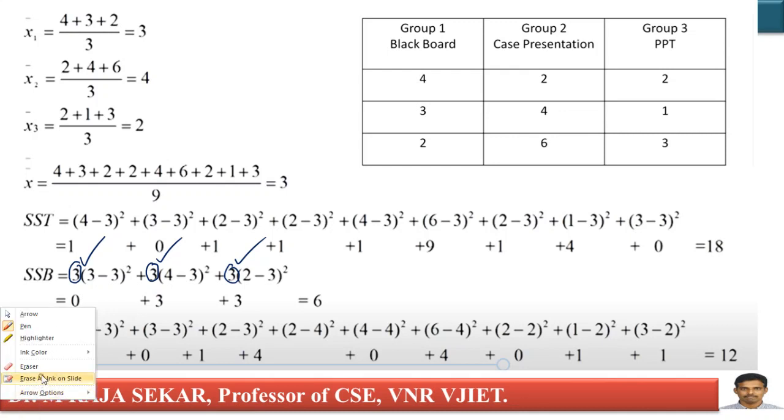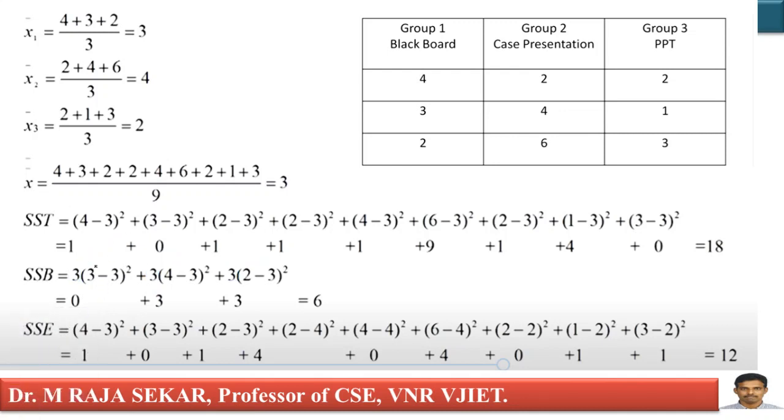Just see the next value. What is this 3? What is this 4? What is this 2? Just see, 3, 4, 2. These are sample means. I can say this is x1 bar, this is x2 bar, this is x3 bar. Isn't it? What about this number? 3, 3, 3. This is x bar, the overall mean, which I am subtracting 3. Therefore, my SSB value is essentially 6.